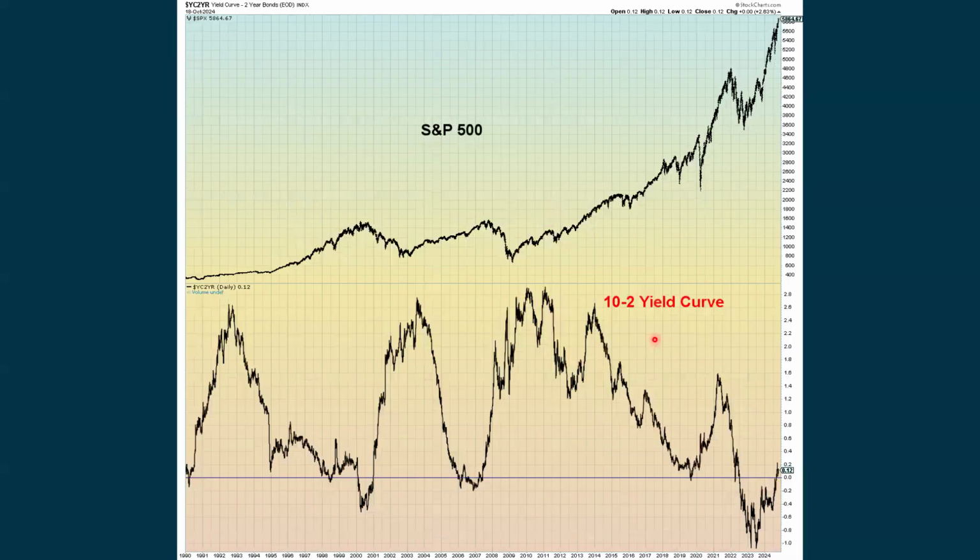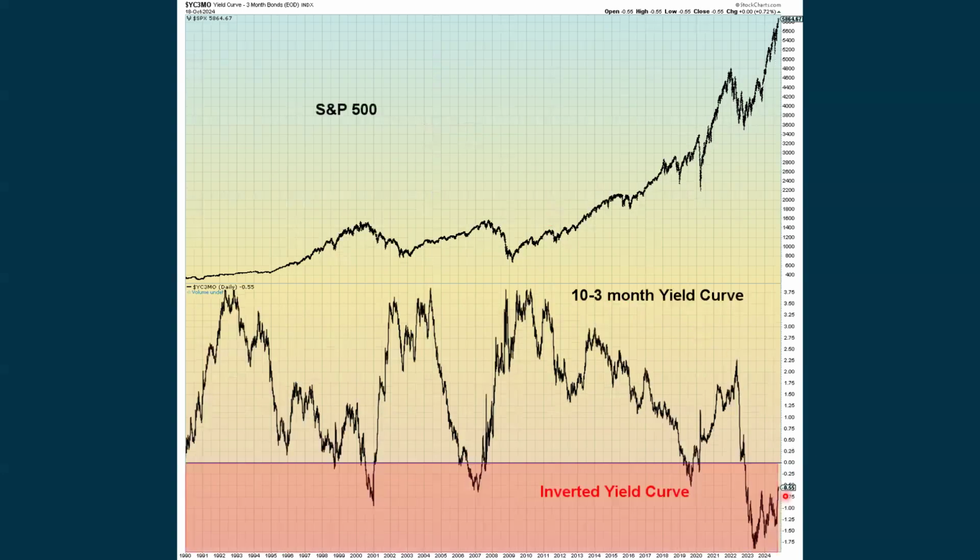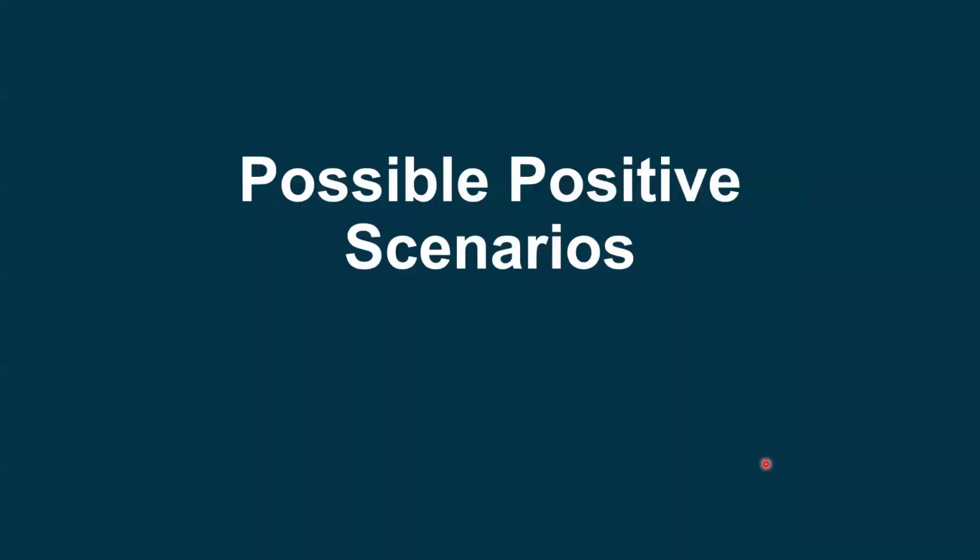We keep an eye on the 10 to the 2-year yield curve, which is no longer inverted. We're above this blue line. We just keep an eye on this to see if for some reason it goes back to being inverted again. And we're still inverted with the 10 to the 3-month yield curve, even though it's coming back up. We still have a ways to go to get back to the uninverted state.